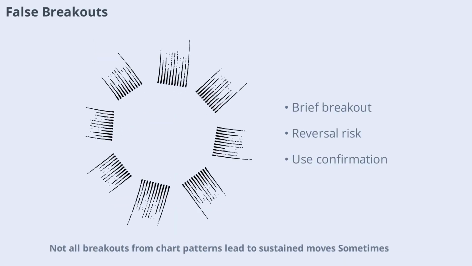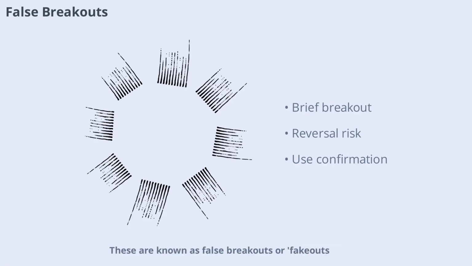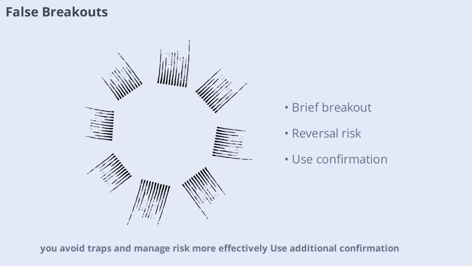Not all breakouts from chart patterns lead to sustained moves. Sometimes the price briefly moves beyond support or resistance only to reverse direction. These are known as false breakouts or fakeouts. Being aware of false breakouts helps you avoid traps and manage risk more effectively. Use additional confirmations such as volume or candlestick patterns to validate breakouts.